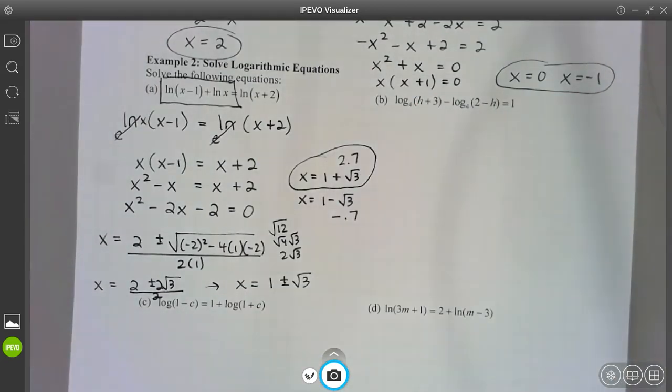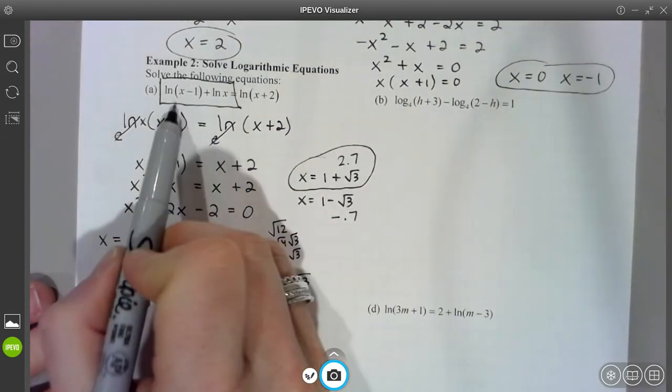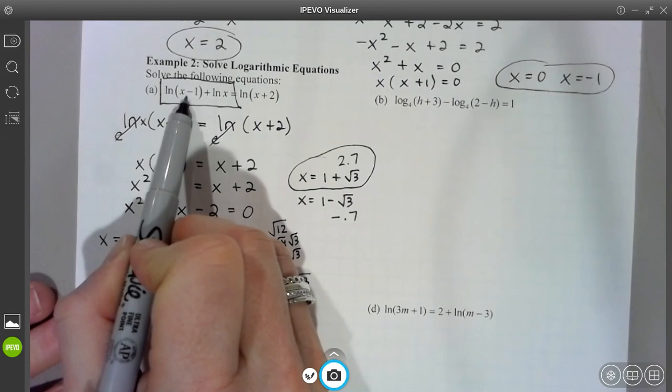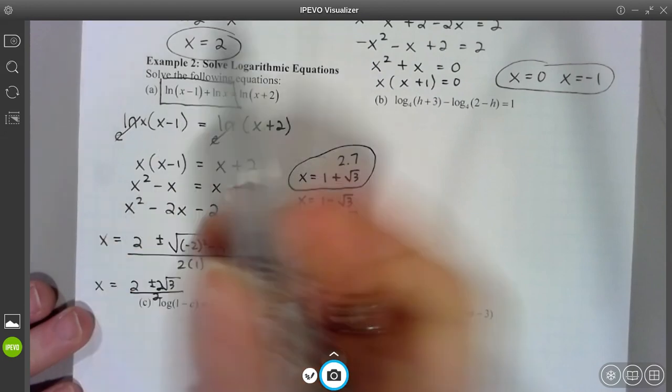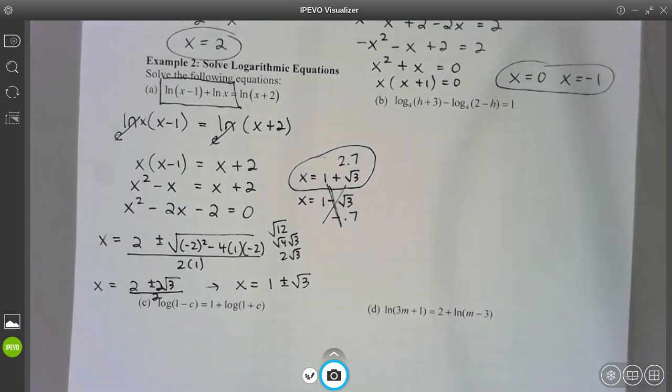And again, whether or not they ask for the decimal or the exact answer, just pay attention on your homework. And then 1 minus root 3 is negative 0.7. Negative 0.7 minus 1 is a negative number. So right then and there, it's out. This is an extraneous solution. The only answer you can keep is 1 plus root 3, or about 2.7.